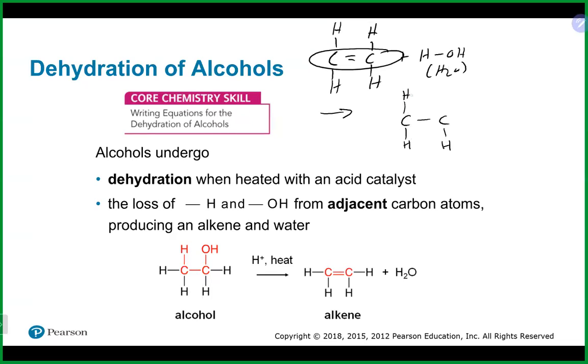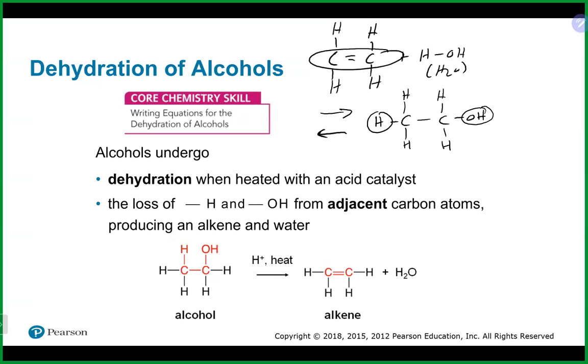And that's going to allow our OH to end up on one carbon and our H to end up on the other. I'll just circle it here as those things coming on. And that makes our alcohol. So hydration is putting the water on and making the alcohol. Dehydration is taking the water off and bringing it back to the alkene. So a dehydration reaction is sort of the reverse of this reaction.